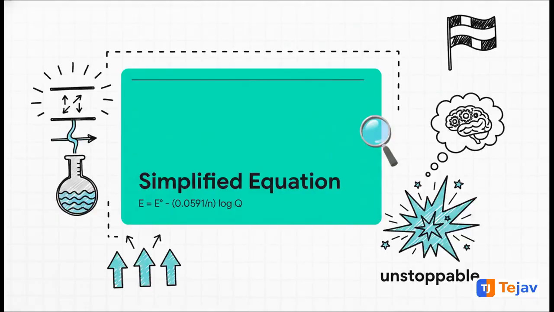And that brings us to the absolute most important formula you are going to see in this entire explainer, the simplified Nernst equation. E equals E0 minus 0.0591 divided by N times log Q. The crucial takeaway here is that this beginner-friendly version is exactly what you need to solve numerical problems on your exams. It's streamlined, it's fast, and honestly, once you find N and Q, you are completely unstoppable.